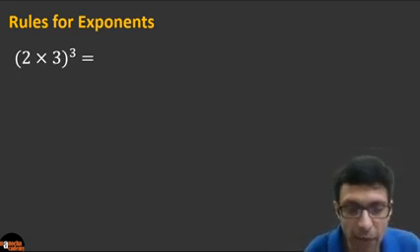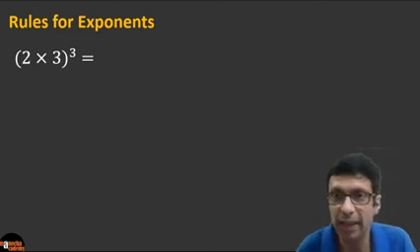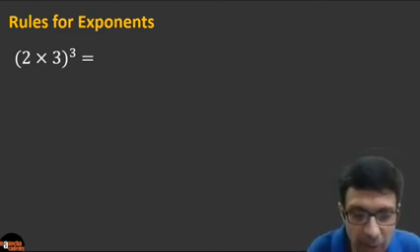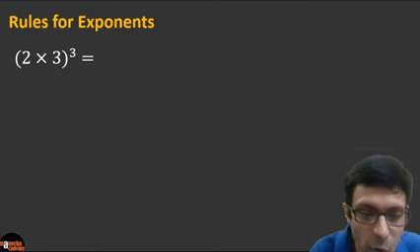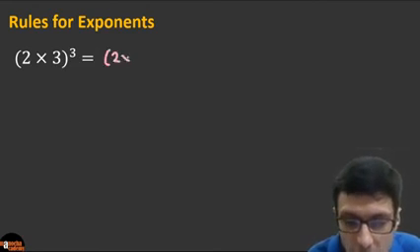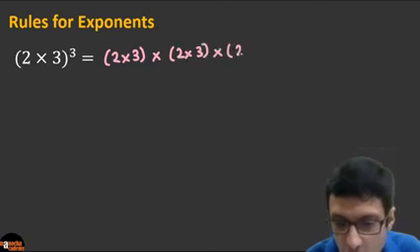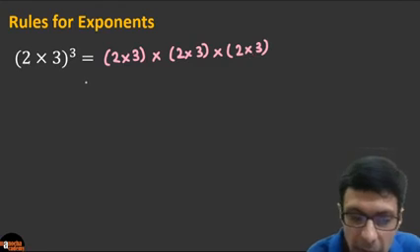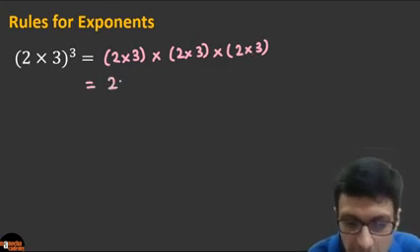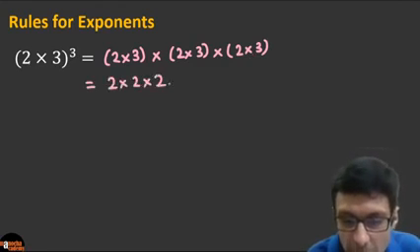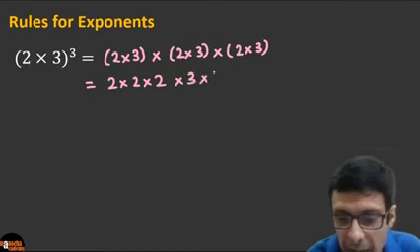So let's say you have 2 times 3. So we are getting into more interesting and complex examples. If you have 2 times 3 whole cube, what do we write here? It's basically 2 times 3, multiplied by 2 times 3, multiplied by 2 times 3, right? And we can group these together. So basically what do we have? 2 times 2 times 2 into 3 times 3 times 3.